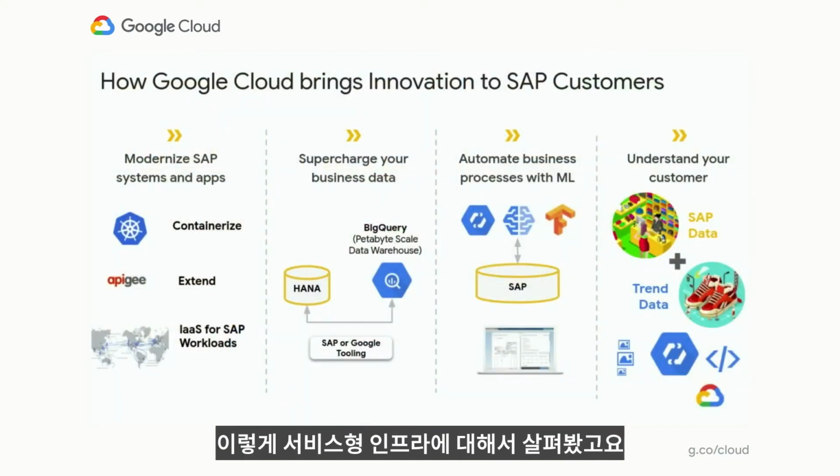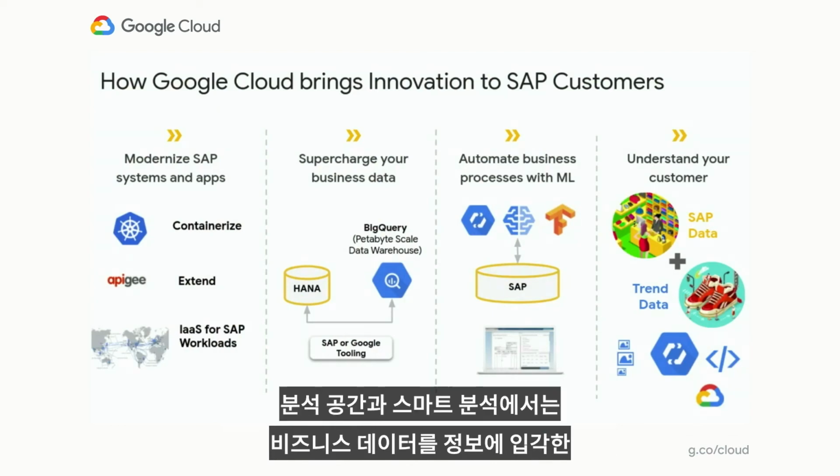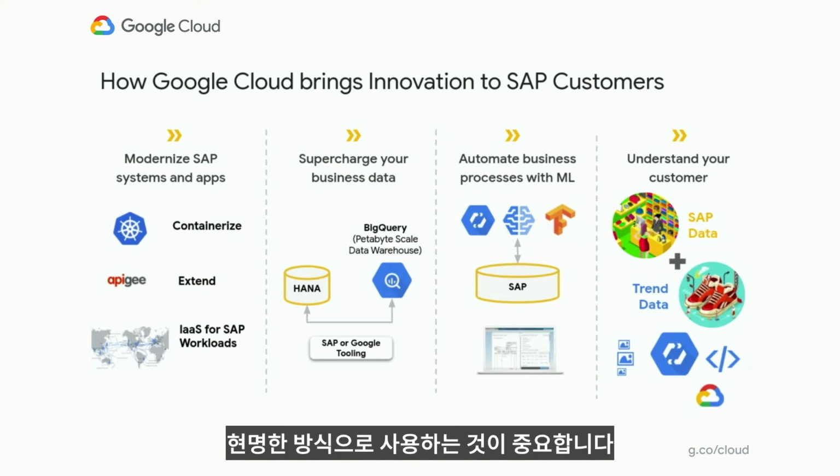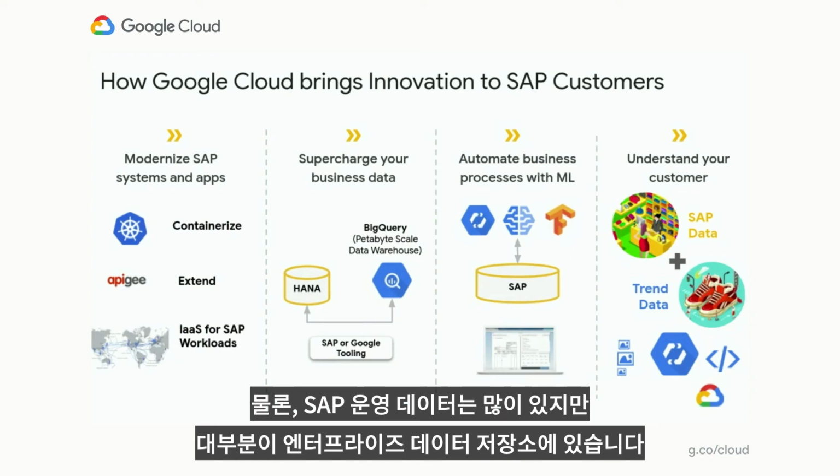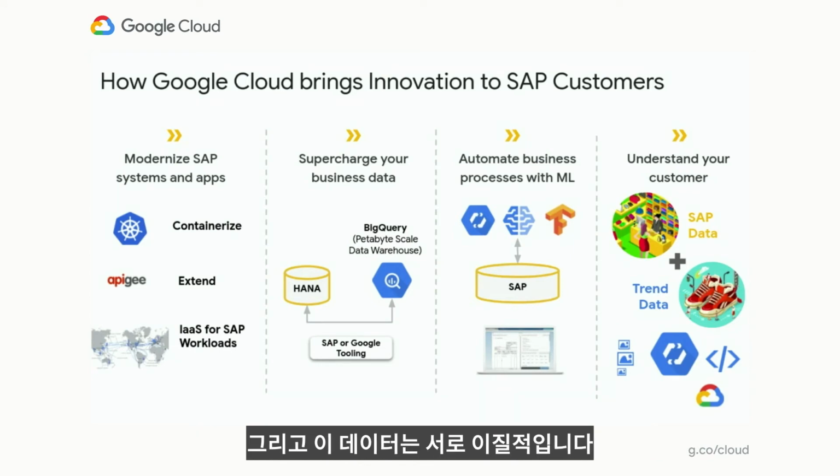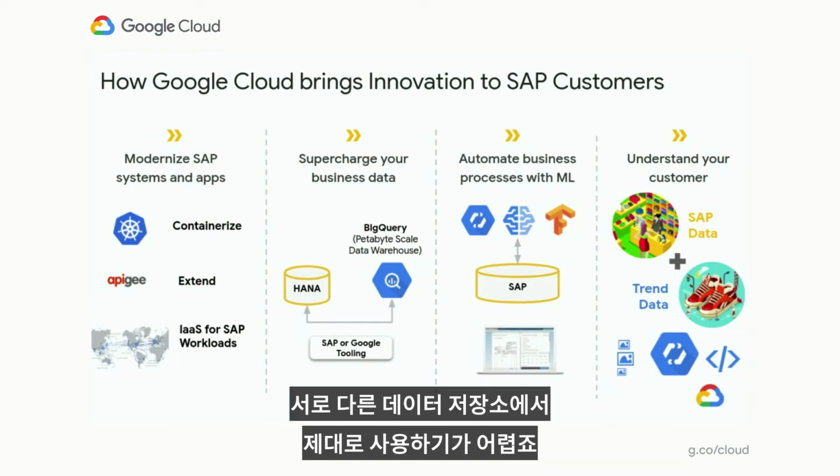So infrastructure as a service we've already covered. I'm going to move along and talk more about analytics and machine learning. So in the analytics space, smart analytics, it's critical to be using your business data in an informed, smart way. There's certainly a bunch of SAP operational data, but most of the data is in enterprise data stores, and they're disparate, right? Hard to make good use out of disparate data stores.